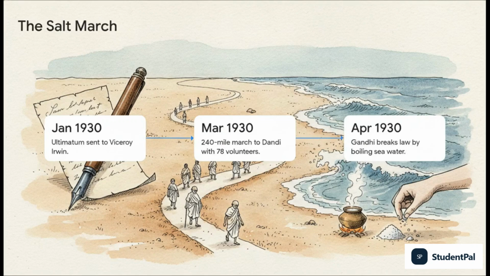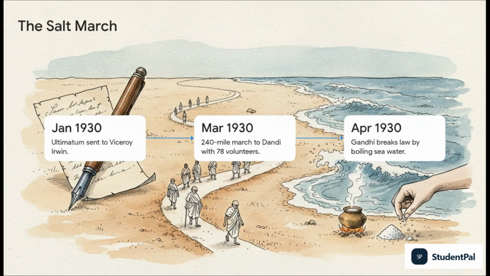In January 1930, he sent a letter to Viceroy Irwin. It wasn't just a letter, it was an ultimatum. The message was, meet our demands, or we are launching full-scale civil disobedience. Irwin flat out refused to negotiate, and so Gandhi started his legendary Salt March.